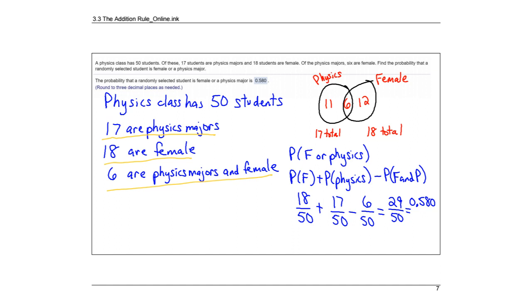Okay, so that's where the trick comes in. 6 are both. So if I draw my Venn diagram, I've got physics over here, this circle, and female here. I know that 6 of them are both, right? They're a physics major and a female. So if I look at this, that leaves me with, I had 17 physics majors total. So that would leave me with 11 that are physics majors and not female. And then I had 18 total females. So that would leave me with 12 females that are not physics majors.